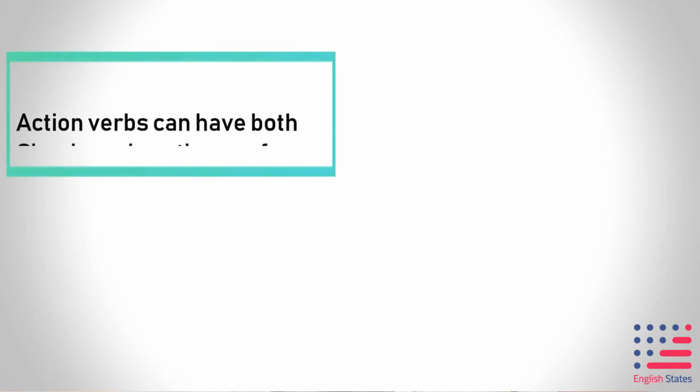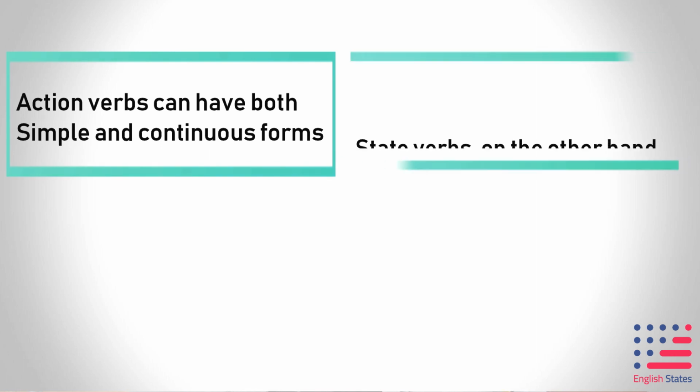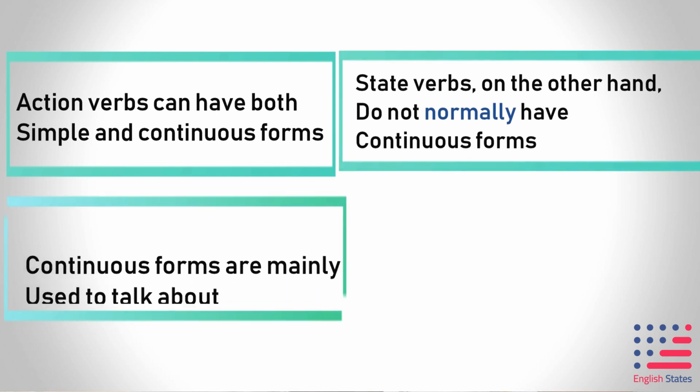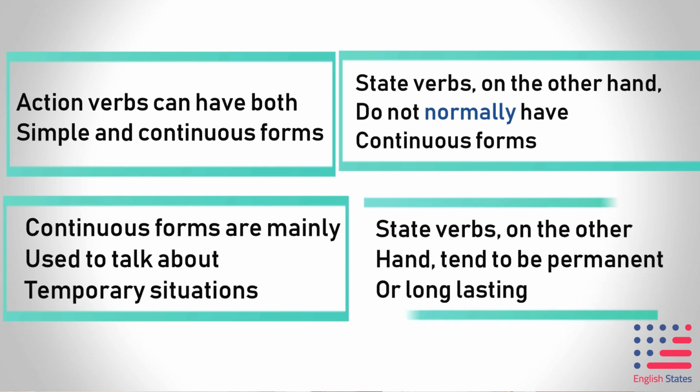There is an important difference between action verbs and state verbs. For example, action verbs can have both simple and continuous forms. State verbs, on the other hand, don't normally have continuous forms. This is probably because continuous forms are mainly used to talk about temporary situations. State verbs, on the other hand, tend to be permanent or long-lasting.